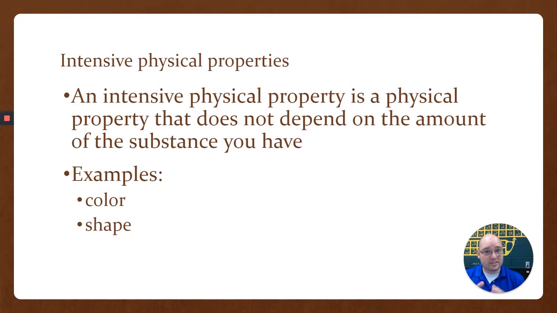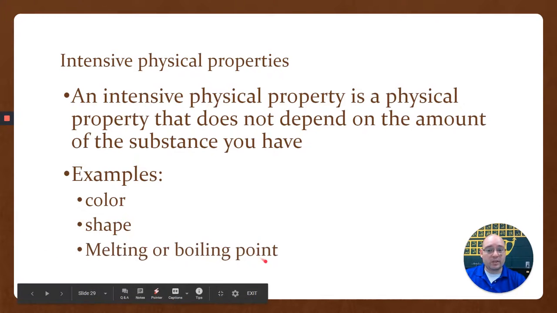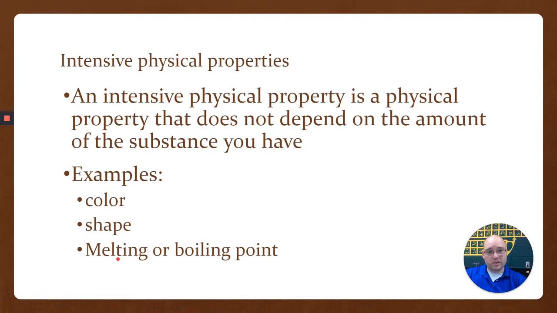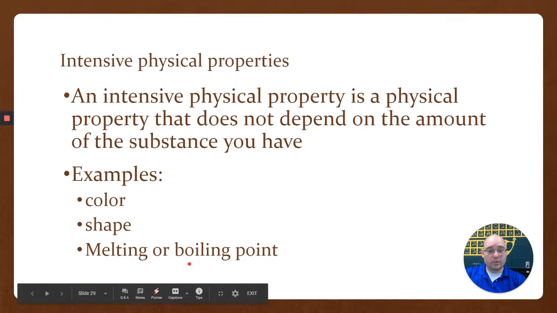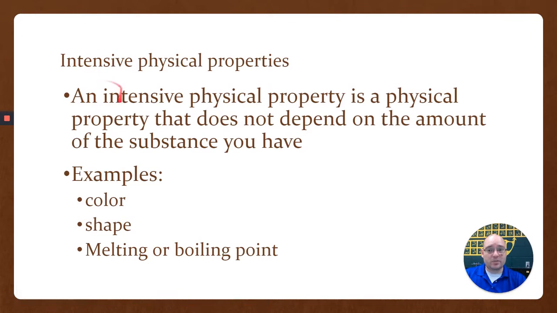Like if I change the mass of something, I have to change how much it has. So mass is an extensive property. Shape is an intensive property. Melting or boiling point. Now melting point is the temperature at which a substance will go from solid to liquid. Boiling point is the temperature at which a substance will change from a liquid to a gas. Those are the definitions of melting or boiling point. So these are intensive physical properties.